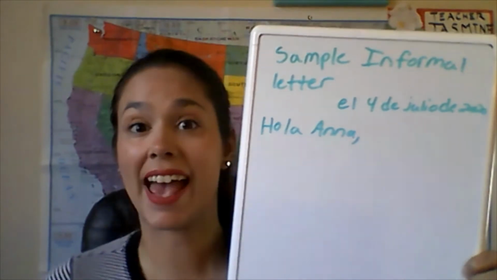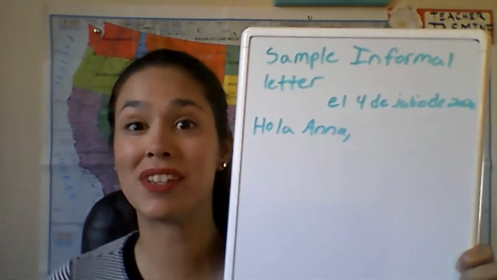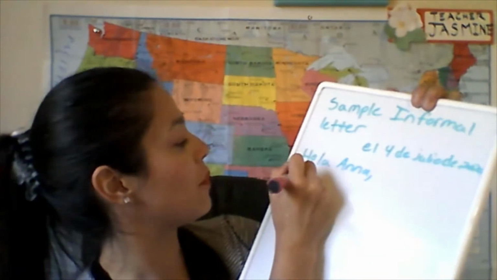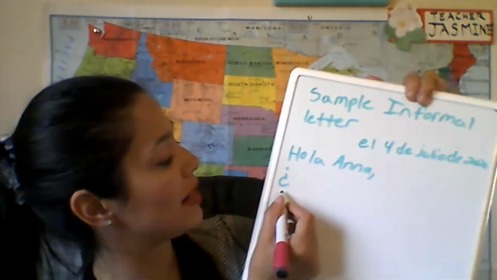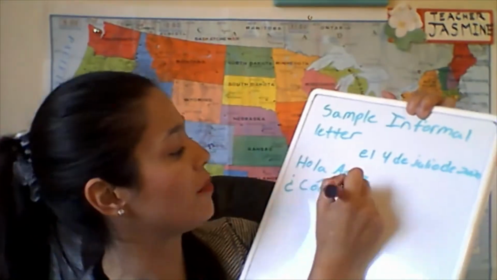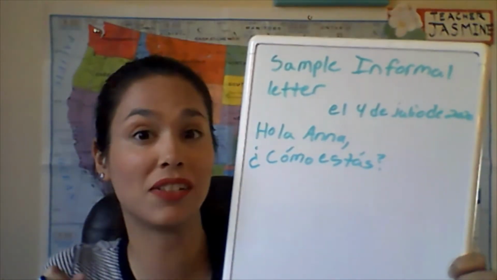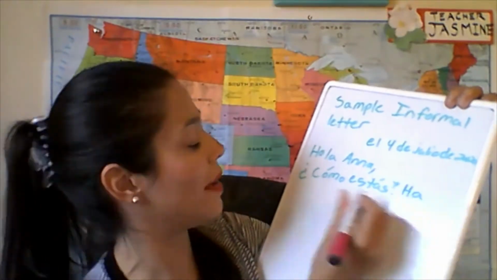We can then ask, How is she? Or ¿Cómo estás? Let's include that in the letter. So remember, when we begin a question, we do an upside down question mark. Now, if you want, you can go ahead and say, it's been a while since I last heard from you. Or we can say, ha pasado un tiempo desde la última vez que hablamos. Let's go ahead and write that.